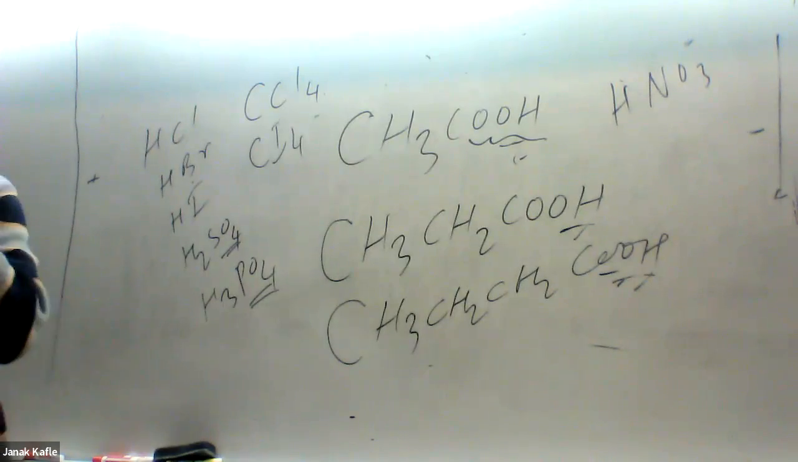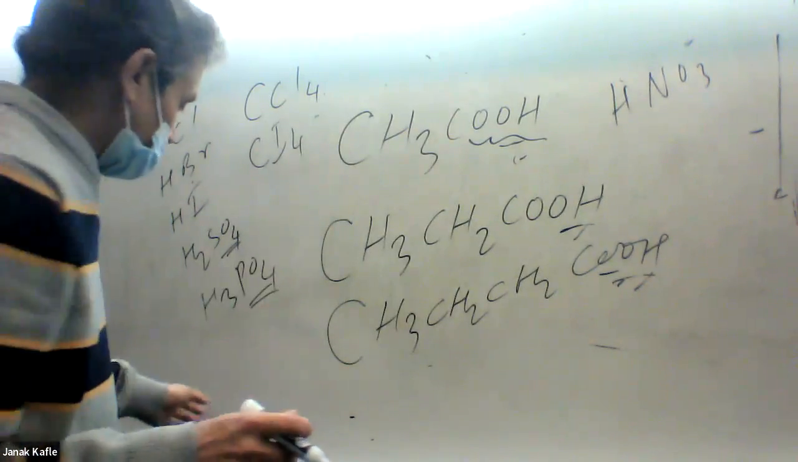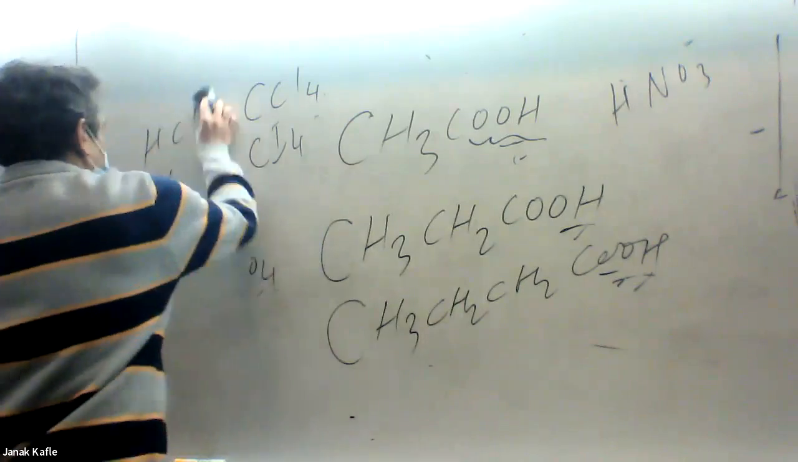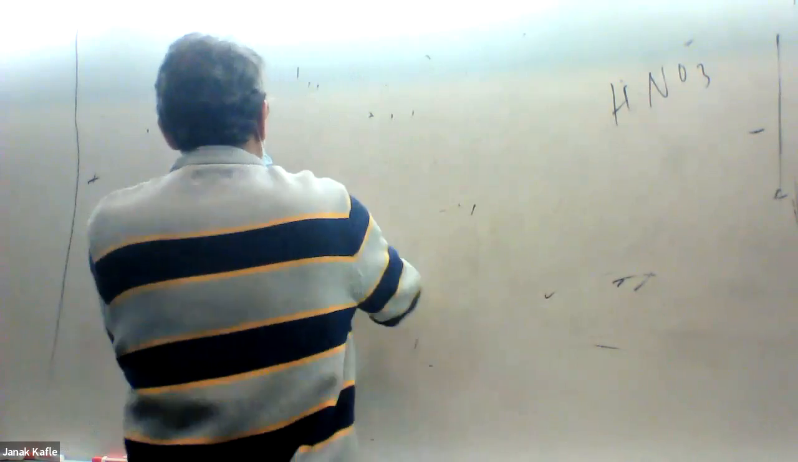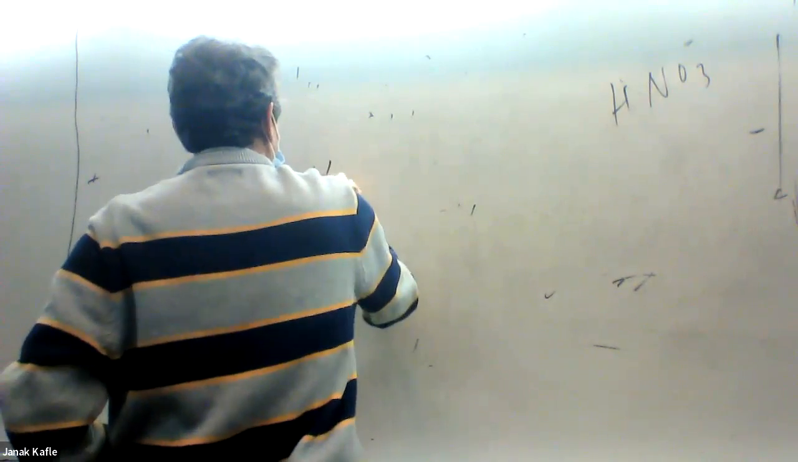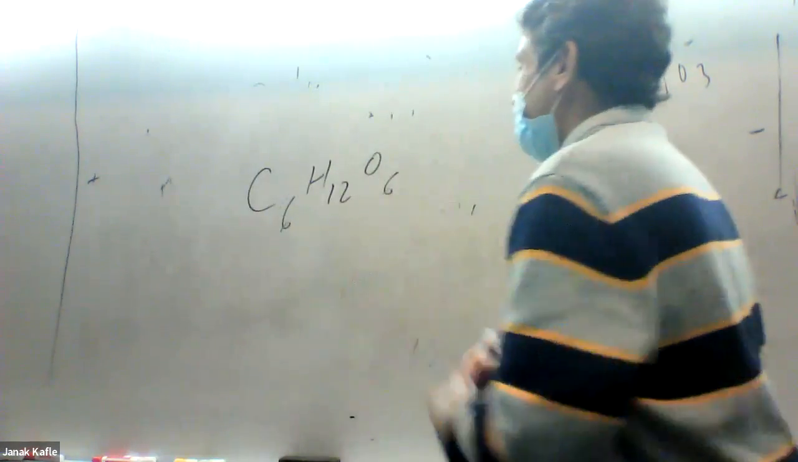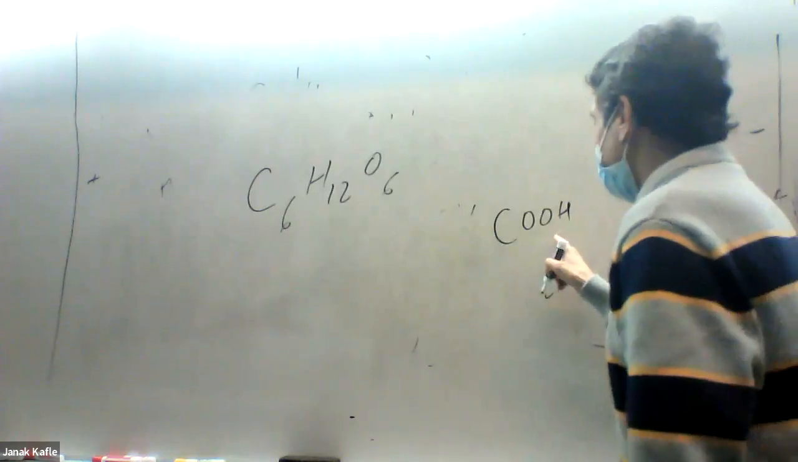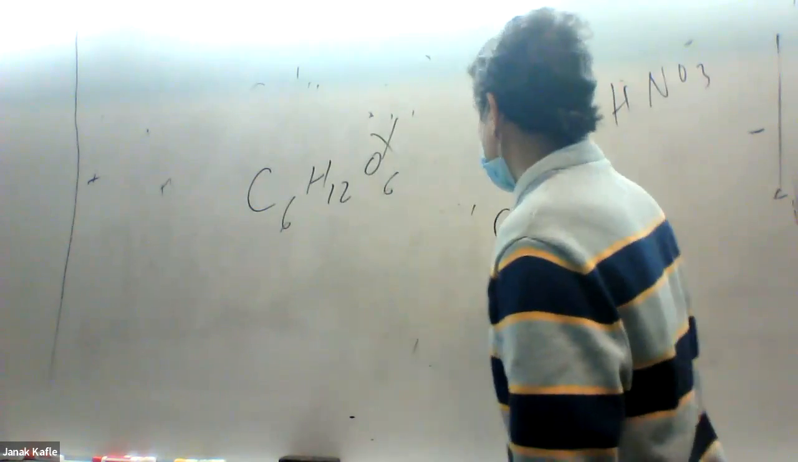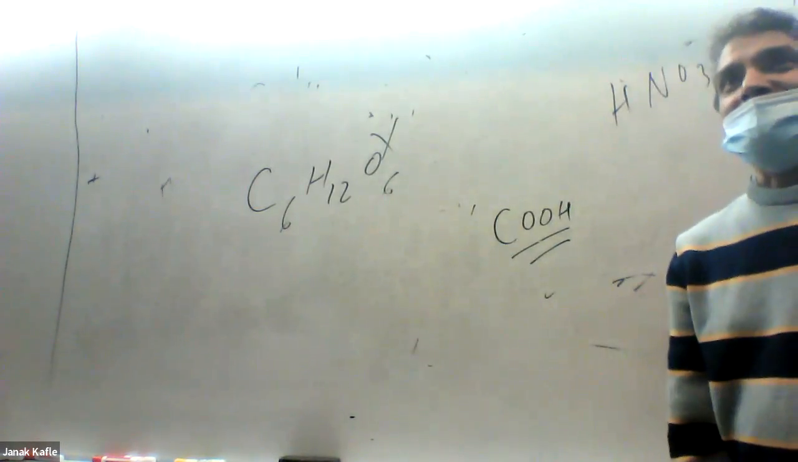Now let's write one compound here, glucose. So glucose is like that. So I'm going to write glucose here. Does glucose conduct electricity? C6H12O6. You see that CHO? There is no condition like COOH. So this kind of condition, there is no that kind of condition. So this is not an electrolyte, glucose.